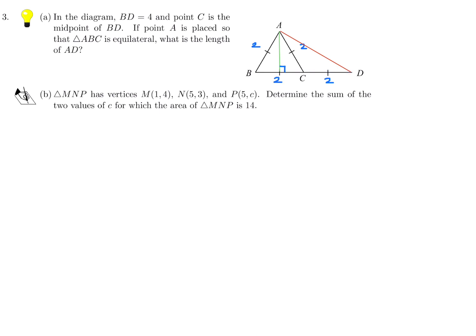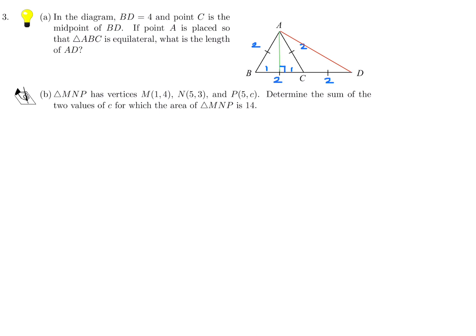Well, that line in green that I dropped will divide BC in half. So that means this will be 1 and this will be 1. And therefore, the distance from there to there is 1 plus 2, which is 3. So this distance from here to here is 3. Now all I have to do is figure out that distance.